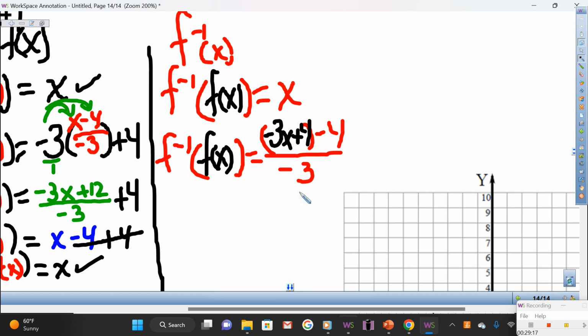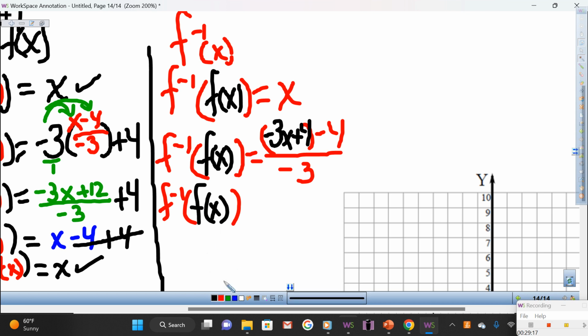All right, so the left side is only a label, so we just rewrite it. And we simplify the right side. Here we go. I'm going to switch to green. Let's see, parentheses, negative 3x plus 4 minus 4. What is positive 4 and minus 4? 0. And we're left with negative 3x over negative 3.